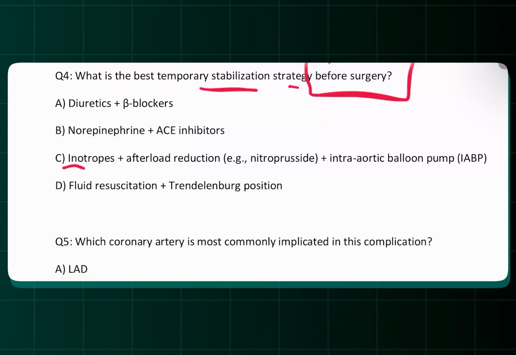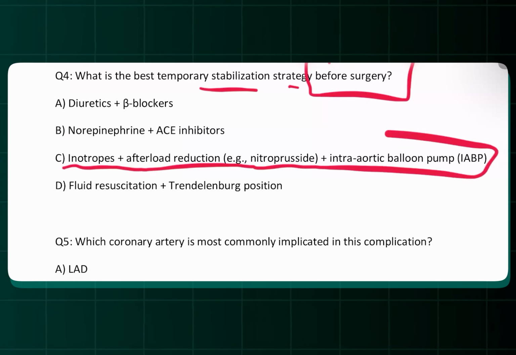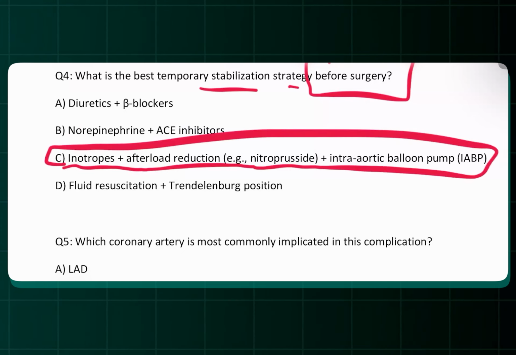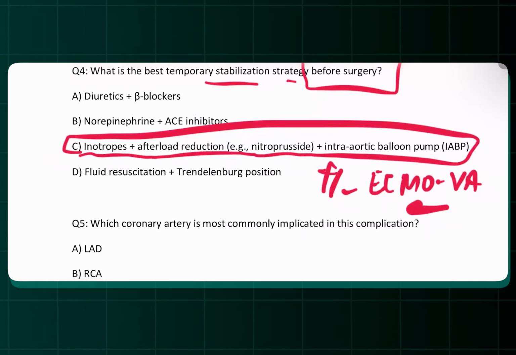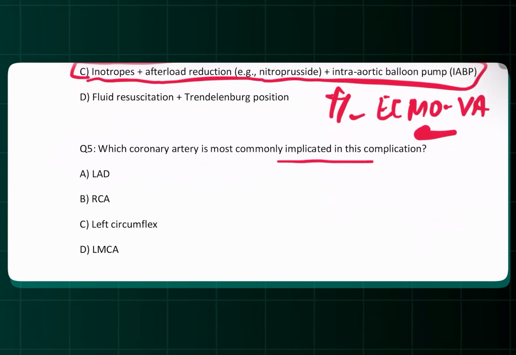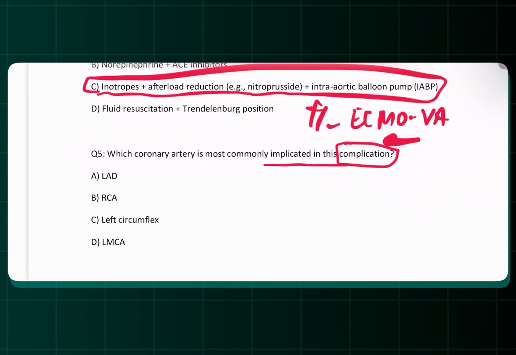Inotropes plus afterload reduction plus IABP. Correct. Plus or minus VA ECMO. Which coronary artery is most commonly implicated in this complication? Circumflex, left main.